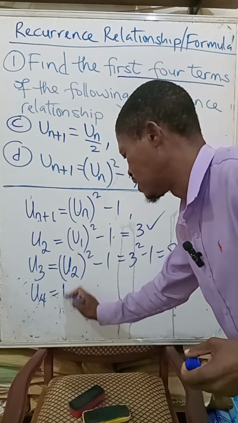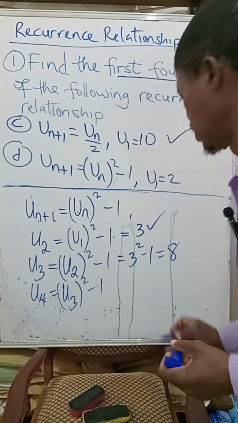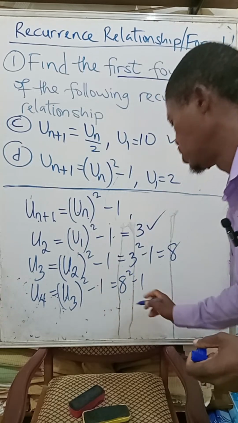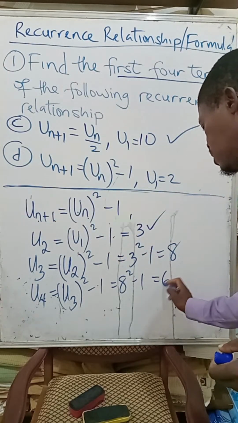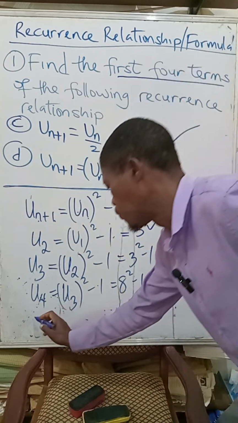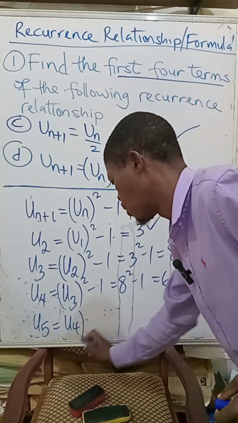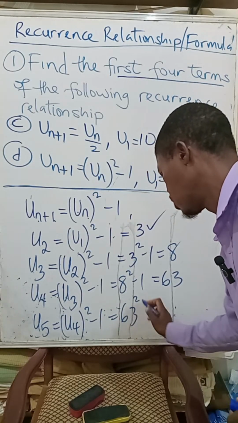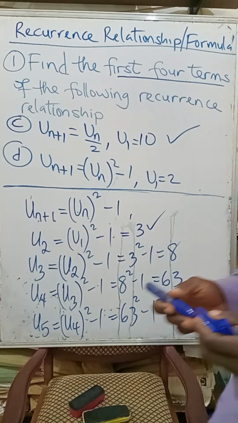u4, u subscript 4. n is 3. That will be u3 squared minus 1. And then u3 is what? u3 is 8, square that, minus 1. 8 squared is 64, minus 1. That's 63. And then u5 will be u4 squared minus 1, and that's 63 squared minus 1. If you have a calculator, you can punch that and get the answer. So that's that for the D part.